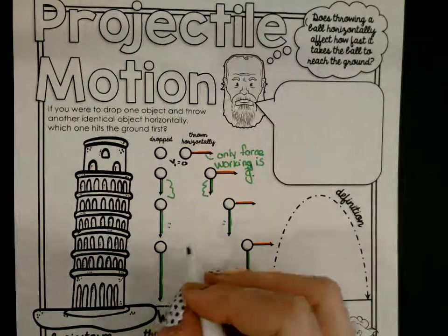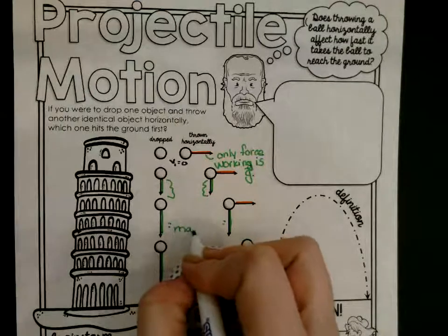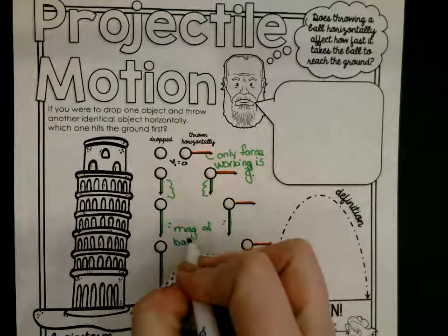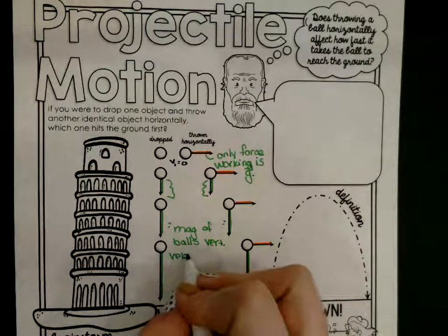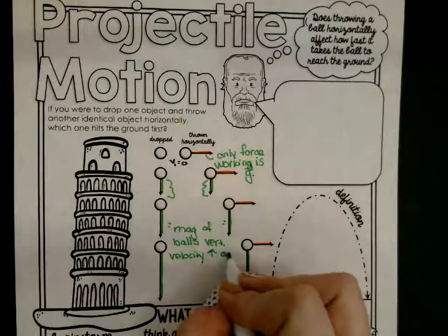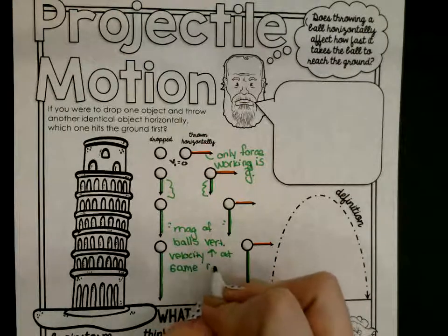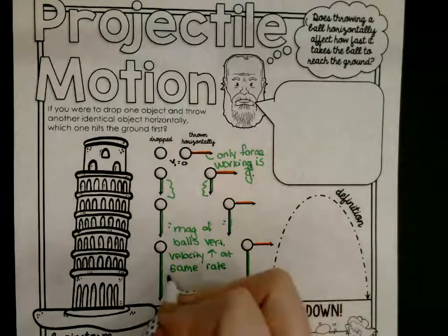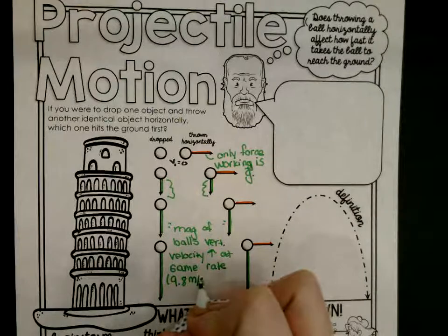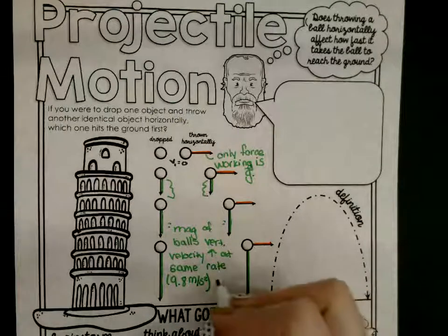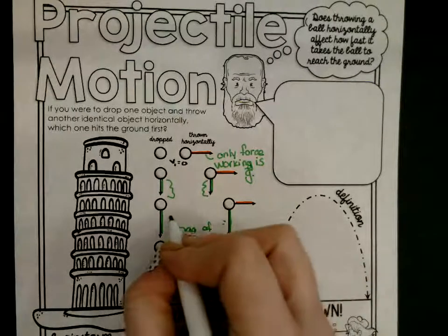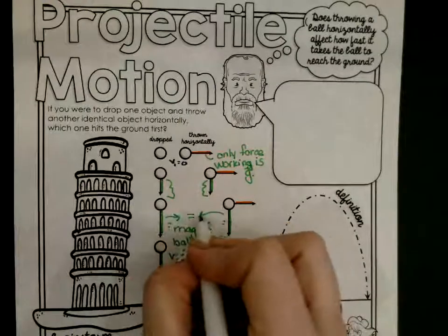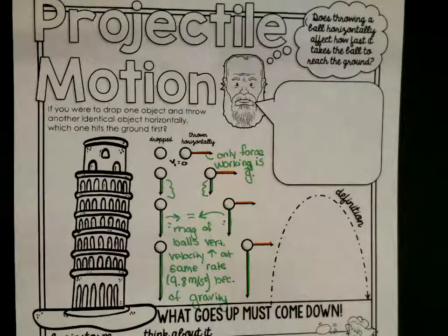So what that shows us is that the magnitude of the balls' vertical velocity increases at the same rate, which is gravity, so 9.8 meters per second squared, because of gravity. So gravity is what lets this one and this ball have the same vertical velocity throughout. The only thing that's a little bit different is this horizontal velocity.